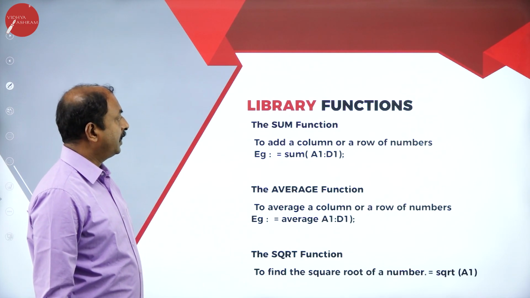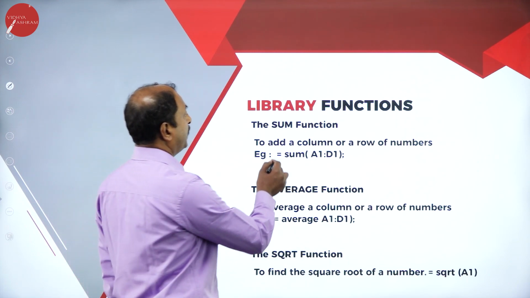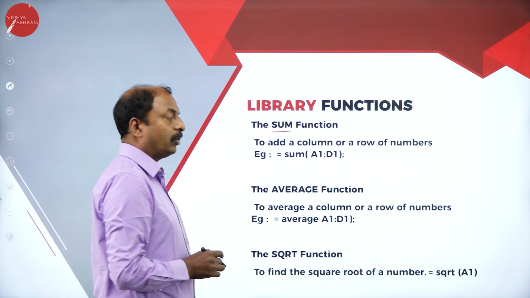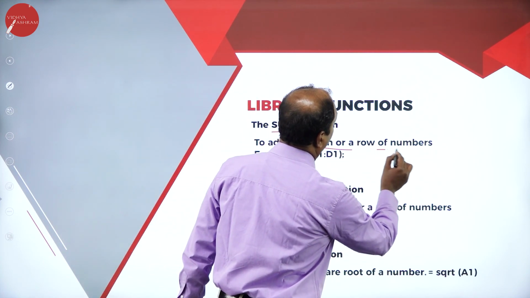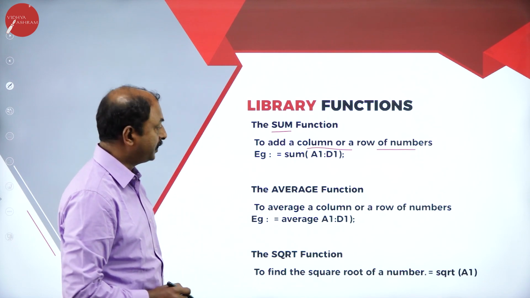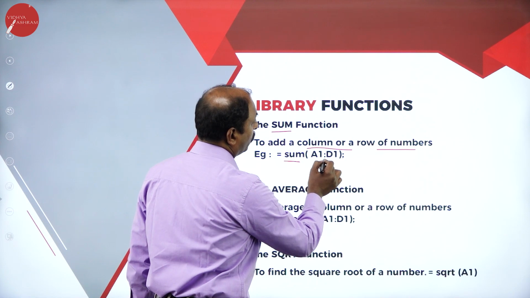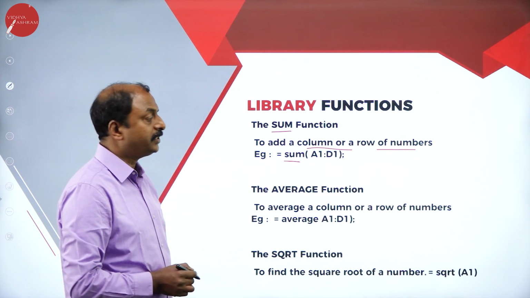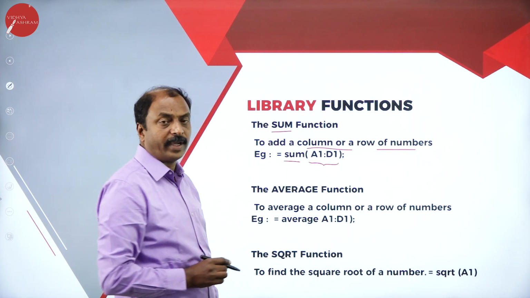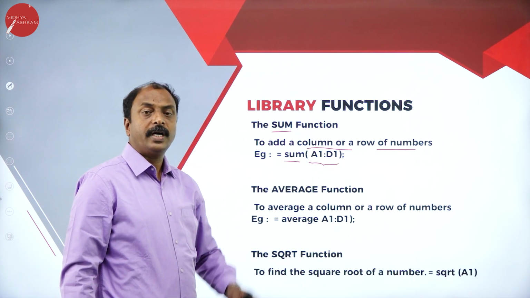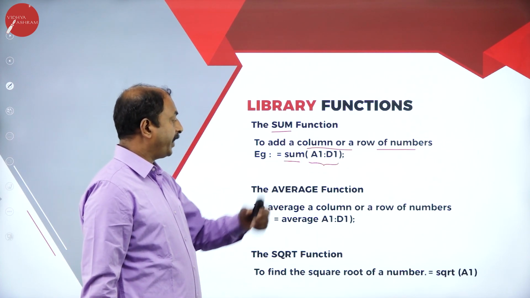Now let us see a few library functions. One is the SUM function, and what is the use of the SUM function? It adds a column or a row of numbers or a range of numbers. In the example, equal to SUM(A1:D1). What is the meaning of this? This is the range of cells, so it is going to add up all the values between these two cells, or the range of values. That is the SUM function.